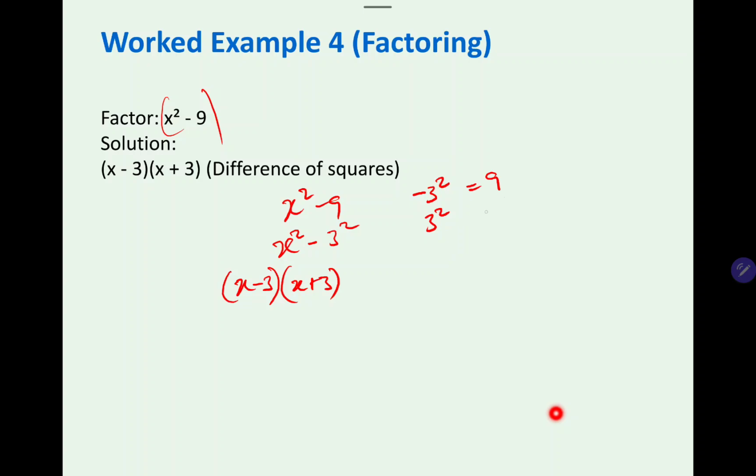So a square can either be minus 3 squared or 3 squared. This is equal to 9. This is equal to 9. You get it? So why it is minus and plus is because it is minus 9.